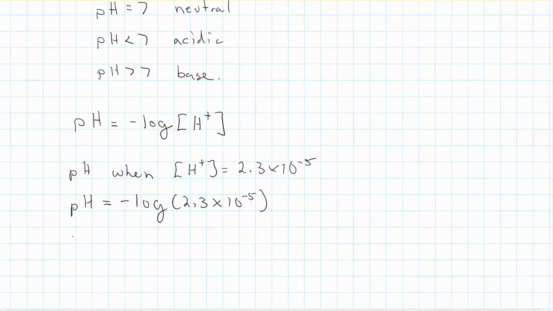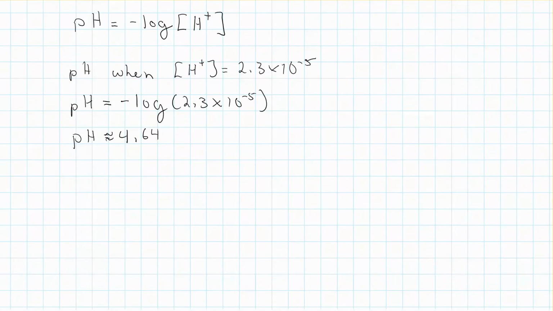And we get that the pH is 4.64 approximately, just rounded to 2 decimal points. Now, we could also go the other way. We could compute the hydrogen ion concentration when the pH is, let's say, I don't know, 4.1.